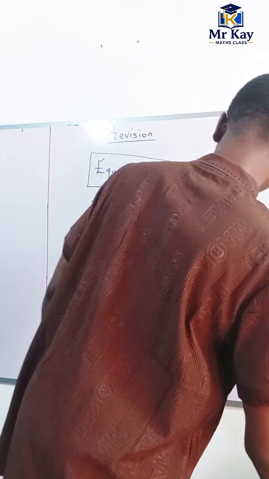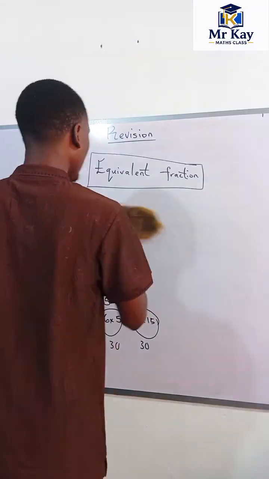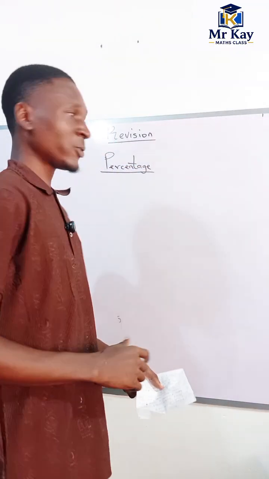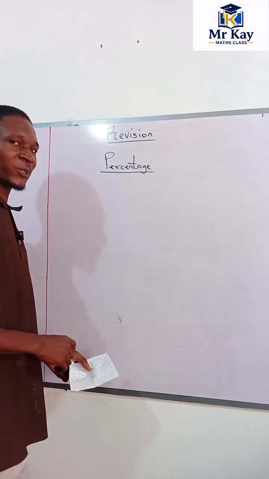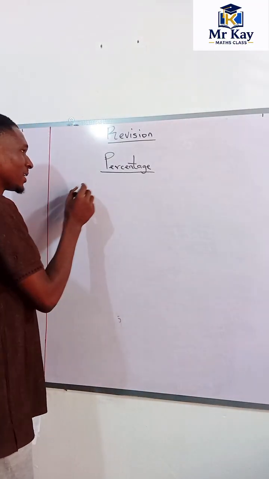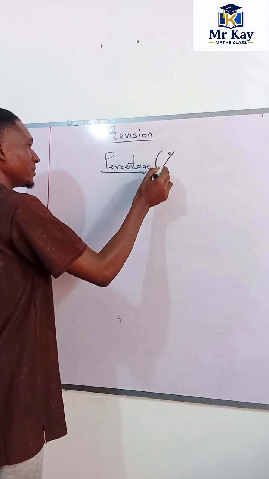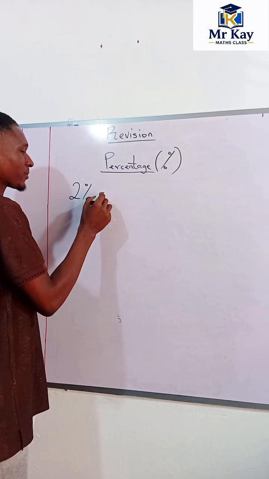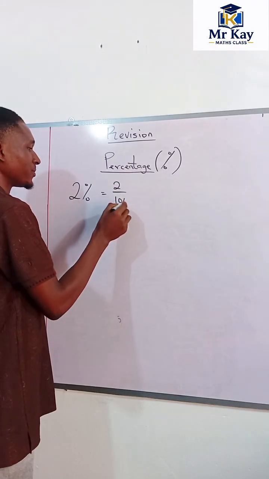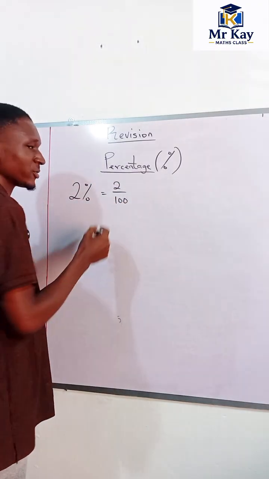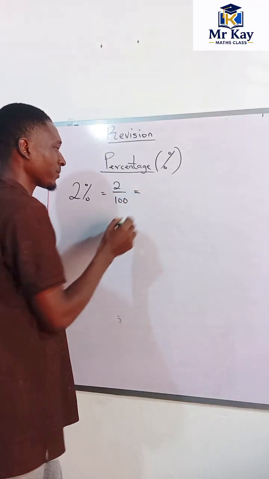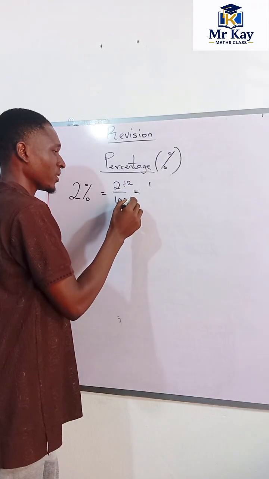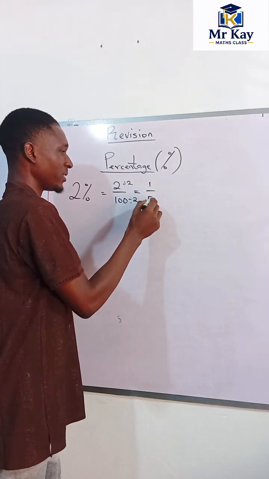And we also did percentage. I also taught you percentage. And I told you percentage is a type of fraction expressed out of 100. And the symbol is written in this way. So 2% means 2 out of 100. And when you are converting percentages to fractions, you reduce it to its lowest term. That is, you divide. 2 divided by 2 is 1. And 100 divided by 2 is 50.